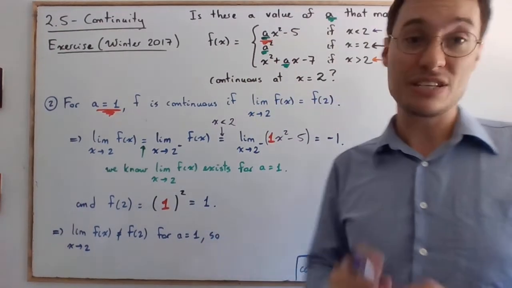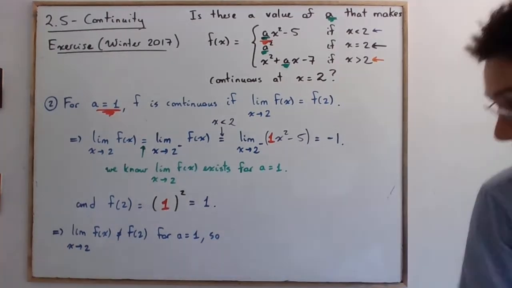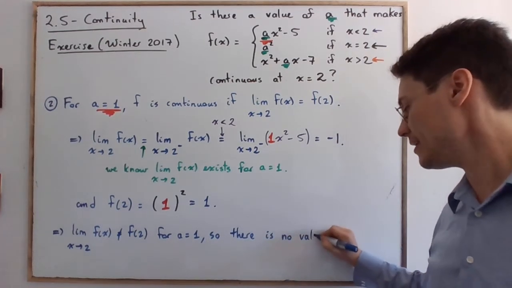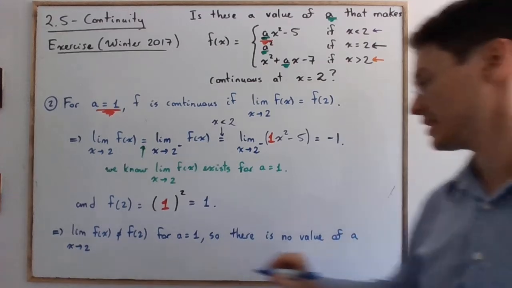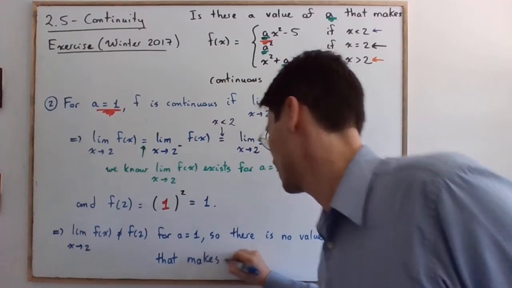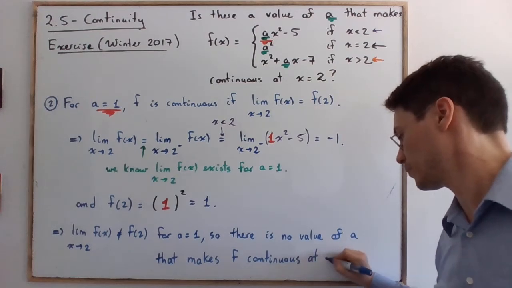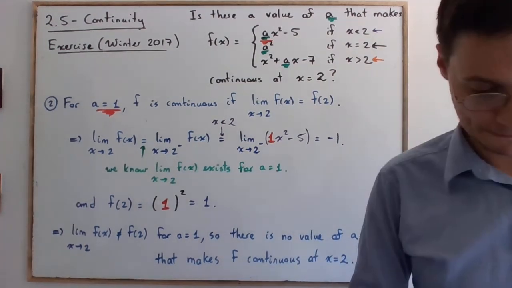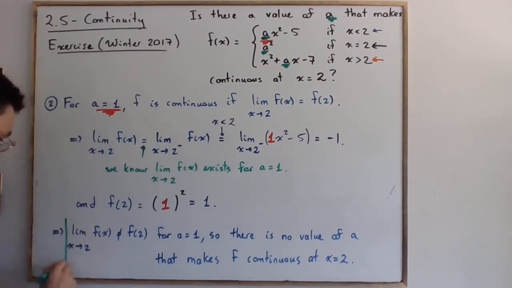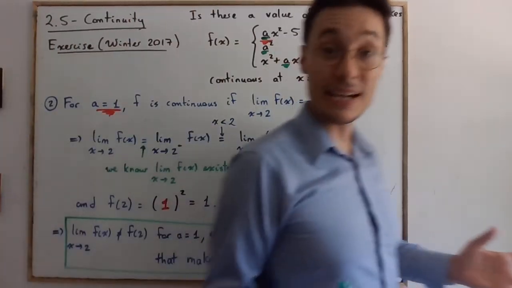So as a result, I'm going to erase that now. It's no more a candidate. So there is no value of a that makes f continuous at 2. That's the end of the problem.